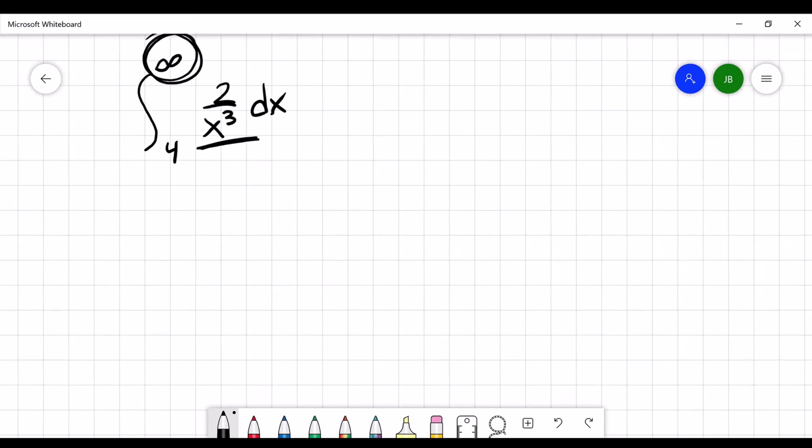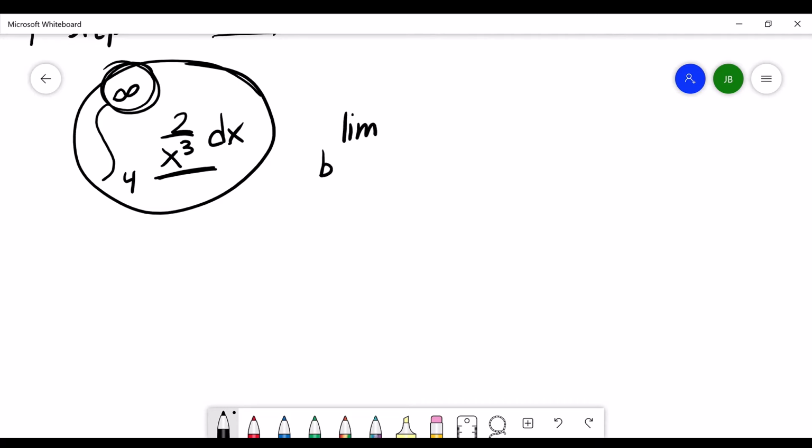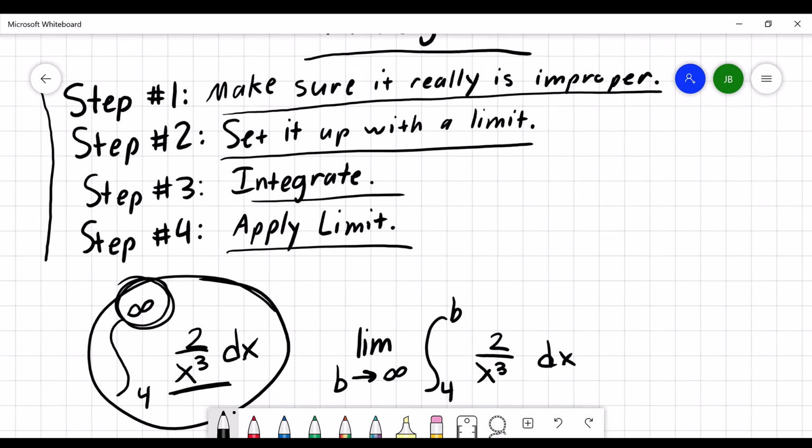Okay. So what that means, really, this expression here can't really exist. You can't evaluate an integral to an infinity because infinity isn't a number. You can't plug it in. So what we do is the limit as b approaches infinity of the integral, except we replace the infinity with a b. So basically we're saying that goes to infinity. It approaches infinity. Okay, now what's our next step?